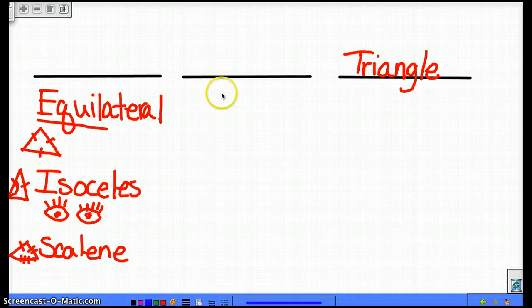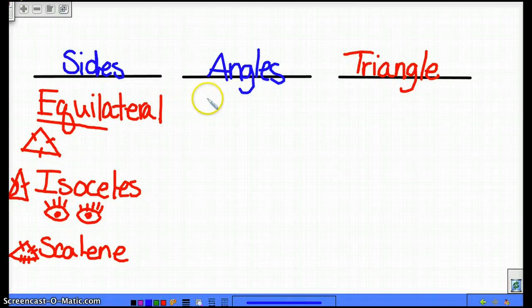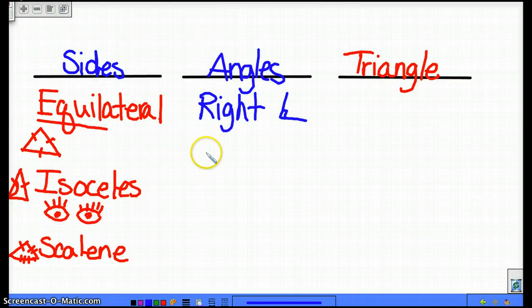The other possibility that it didn't mention a lot in that little song was the middle name. While the first name talks about the sides, the middle name talks about the angles on the inside. And we talked about angles on Friday last week. The one that was mentioned was right. A right angle, as we know, makes 90 degrees like this. This is a right angle. And if you have a triangle that has one right angle on the inside, its middle name would be called right.